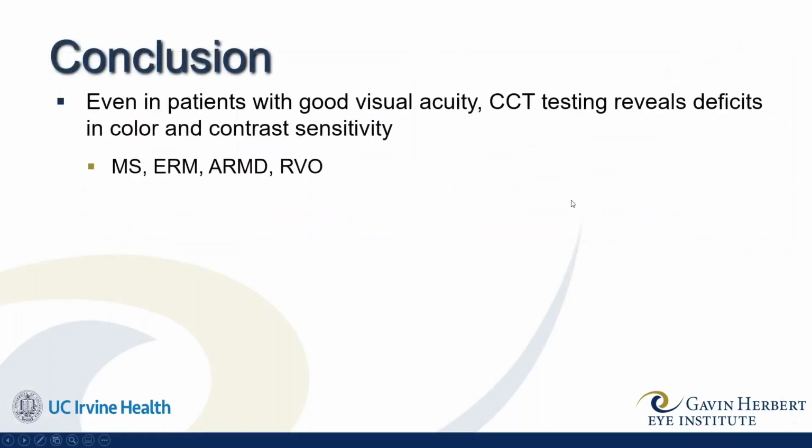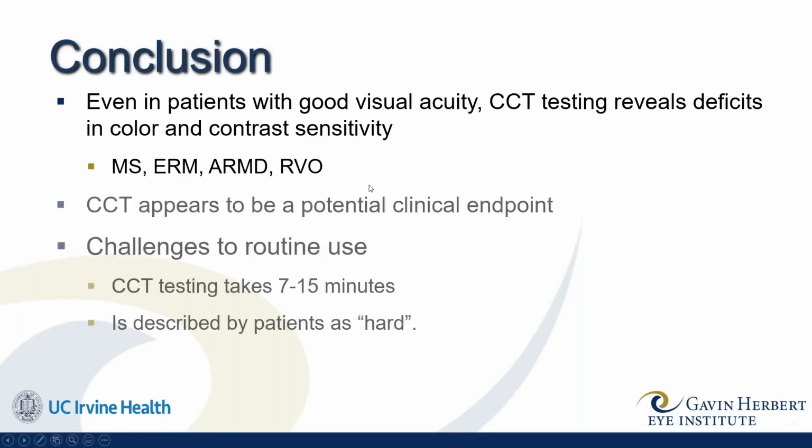So in conclusion, even in patients with good visual acuity, cone contrast threshold testing is a quantitative test that can reveal deficits in color and contrast sensitivity. And while we would expect it to be valuable in multiple sclerosis, it actually might have important value in other diseases that affect the retina, like epiretinal membrane, macular degeneration, and vein occlusion. CCT appears to be a potential clinical endpoint for all of these different disease states.